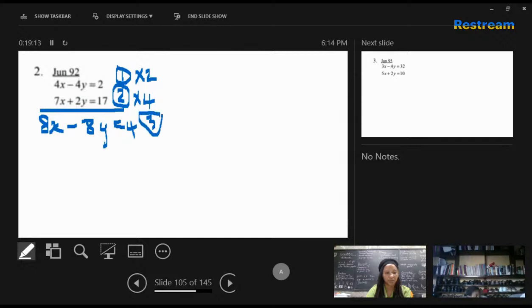All right, so when we multiply this equation by 4, we get 28x plus 8y equals 68.